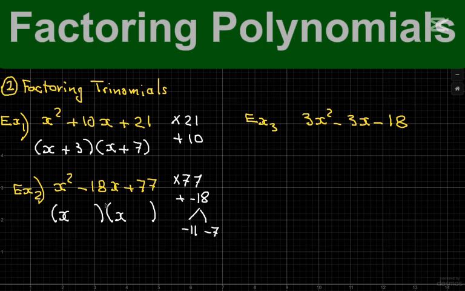And when you add those, they'll give you a negative 18. So it's minus 11 minus 7. Yeah, so we'll go to this one.